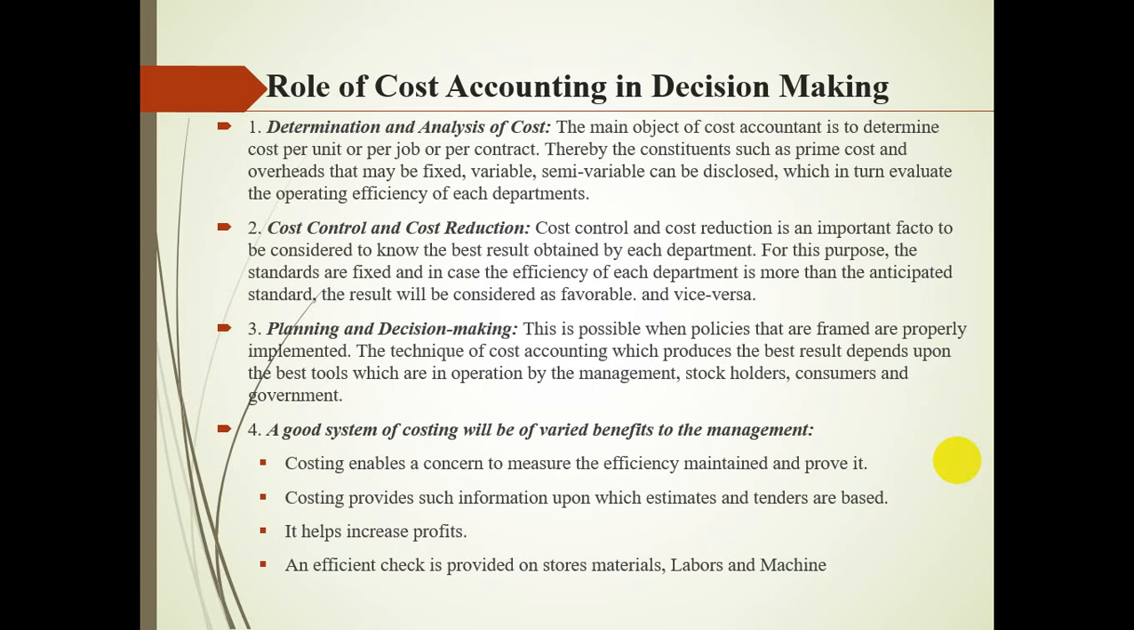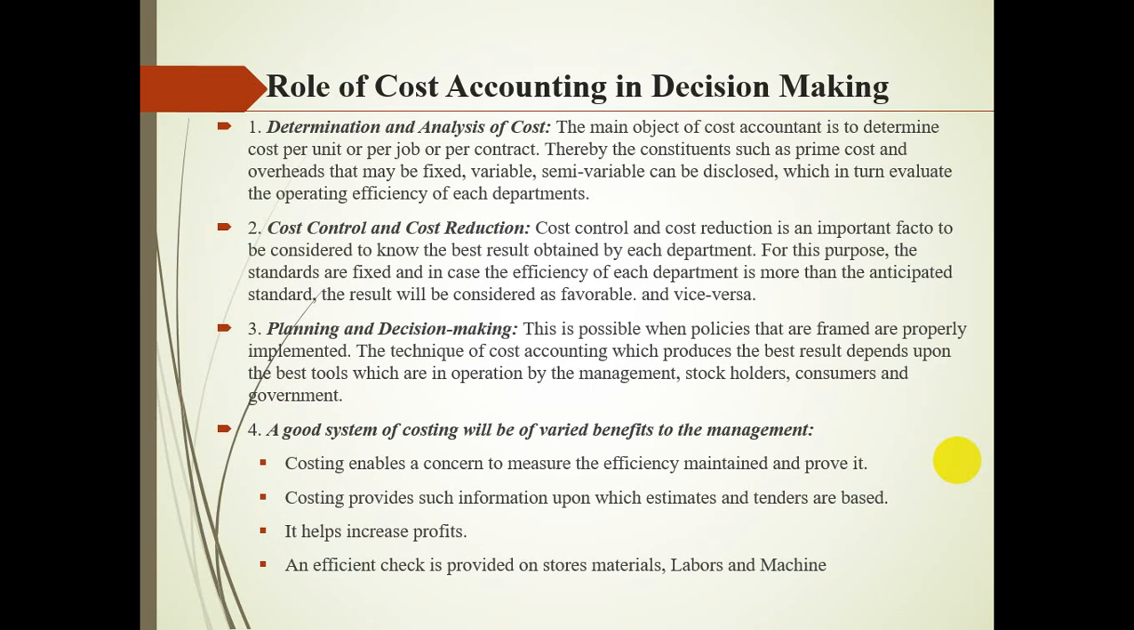The second one is cost control and cost reduction. As a cost manager, cost assistant manager or cost officer working in any organization, you have to learn how to control the cost of your chemicals and how to decrease it. If these costs are there, how should we decrease them? That is important for each and every organization that we have.